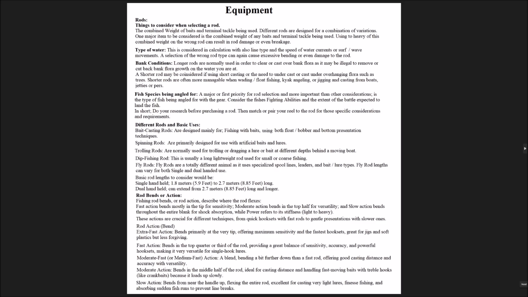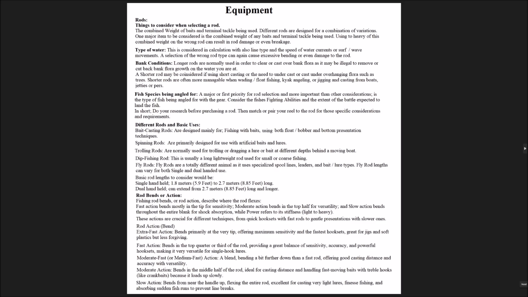Rod bends or actions. This is something that you will be exposed to via the Outdoor Rec exam. Fishing rod bends, or rod action, describe where the rod flexes. Fast action bends mostly at the tip for sensitivity. Moderate action bends in the top half for versatility. Slow action bends throughout the entire blank for shock absorption, while power refers to its stiffness, light to heavy. These actions are crucial for different techniques, from quick hook sets with fast rods to gentle presentations with slower ones.